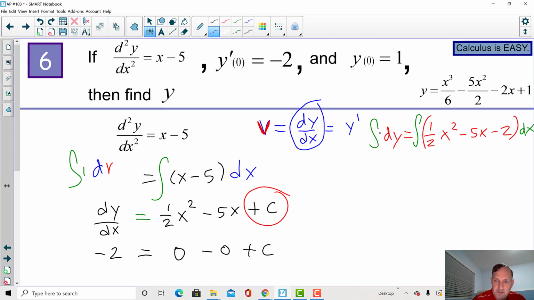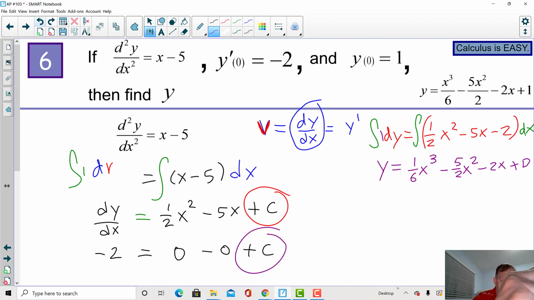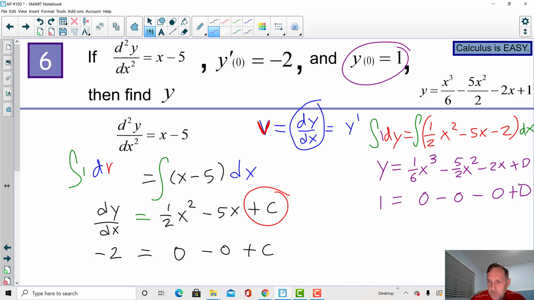On the left side, it's kind of like the integral of 1 dy, so that's just going to give me a y. And on the right side, I'm going to get x to the third over 6 minus 5 halves x squared minus 2x plus another constant, but I'm going to call the constant d because I already called one of the constants c. We can use our point to solve for the d. Our point is 0, 1. And we're getting that d is equal to 1.